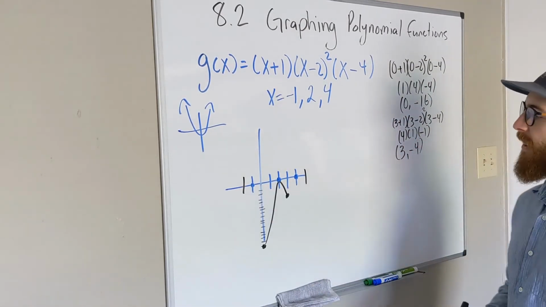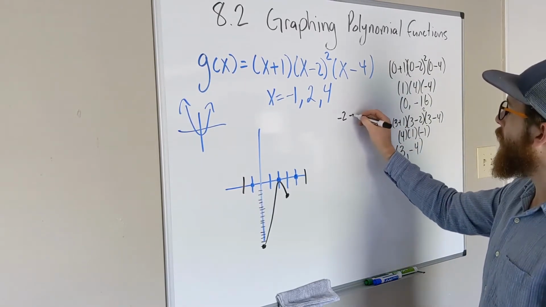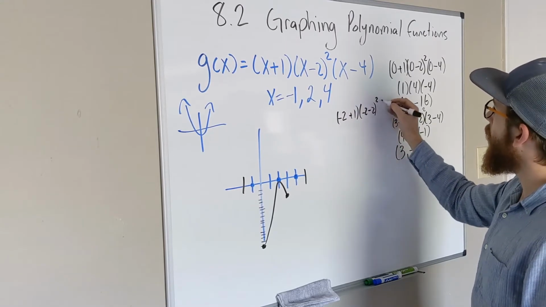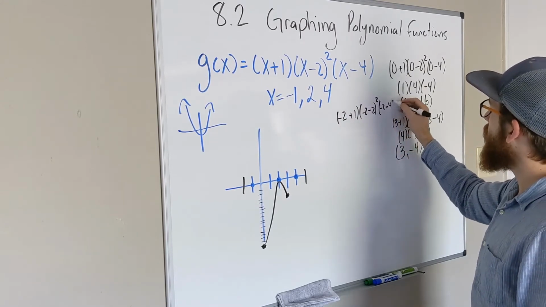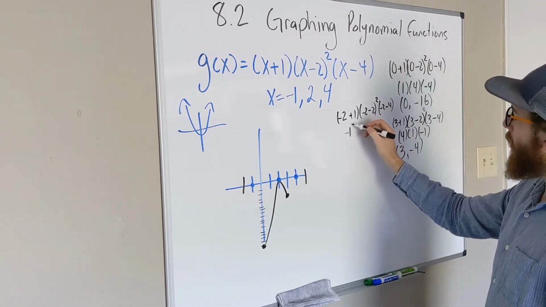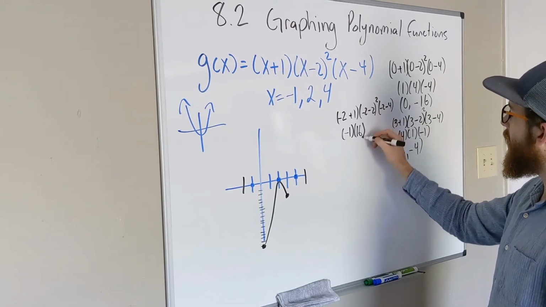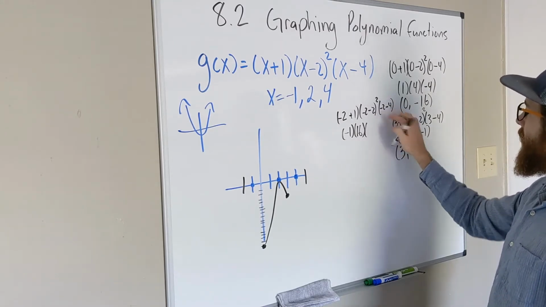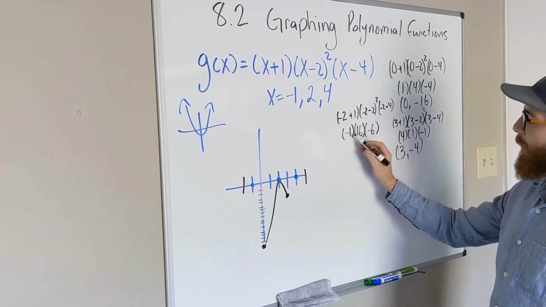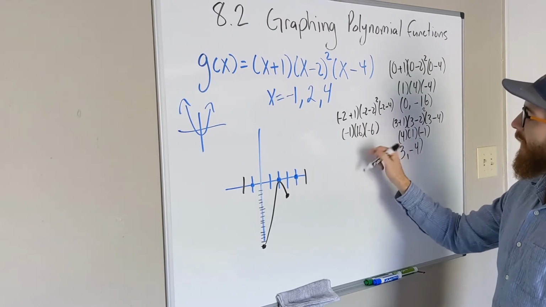So if I pick something to the left of -1, how about -2? So -2 plus 1, -2 minus 2 squared, -2 minus 4. Okay, so -2 plus 1 is -1. That's -4 squared, which is 16. Ugh, and that would be -6. So this is a pretty big number. We have 6, because this is negative, they go away.